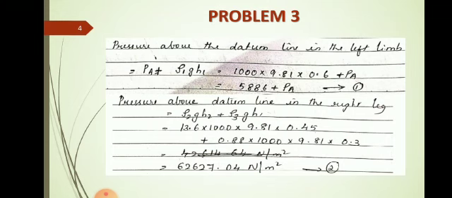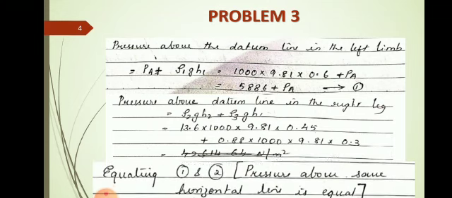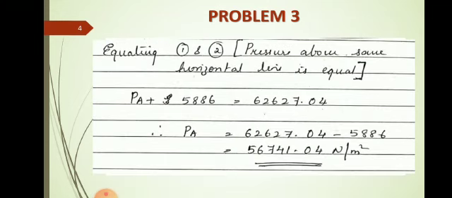Now we can equate equation number 1 and 2 because the pressure above the same horizontal line will be equal. So this principle is used here, equating equation number 1 and 2. PA plus 5886 is equal to 62627.04. So from this you can find the value of PA. What is PA? Pressure at point A is 56741.04 Newton per meter square.